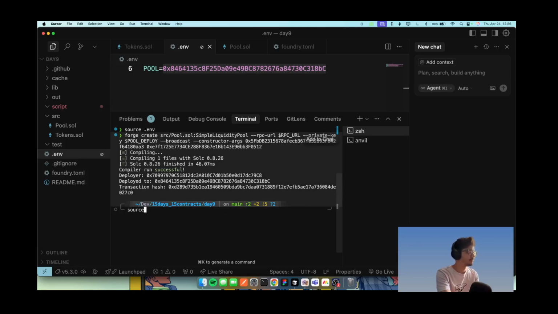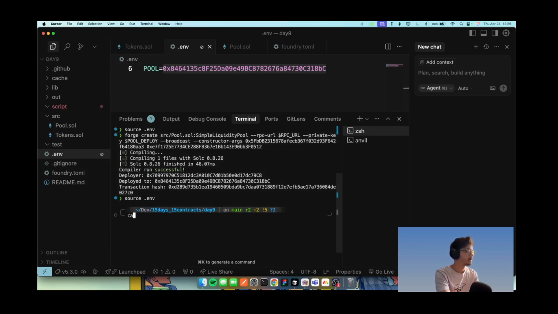Let's just source the env first so that we get the pool address here. Cast send token A approve, address and uint256. The address will be $pool. The amount will be, let's say, 50,000 tokens here, so 50,000, and RPC URL $RPC_URL, private key, and we have $private_key. Okay, this is the first transaction that we go through.